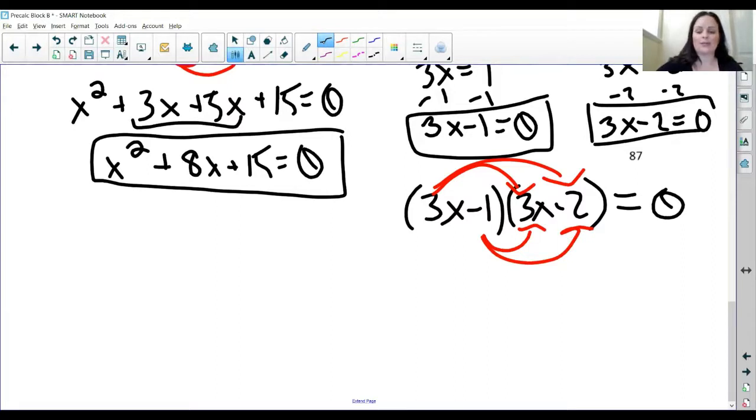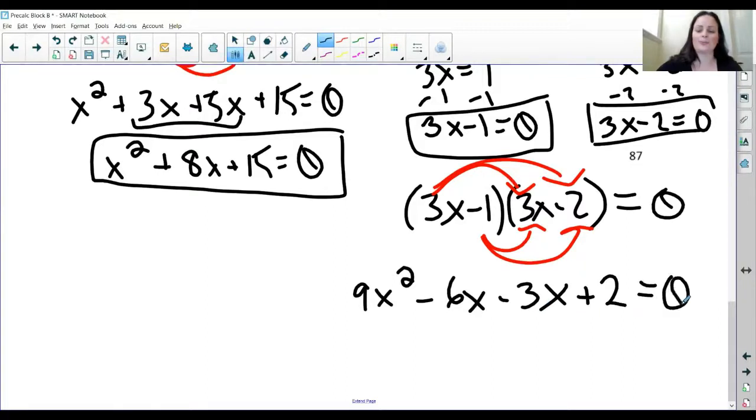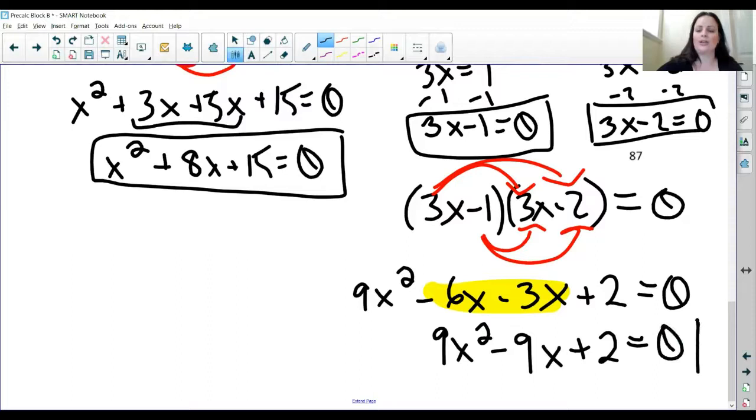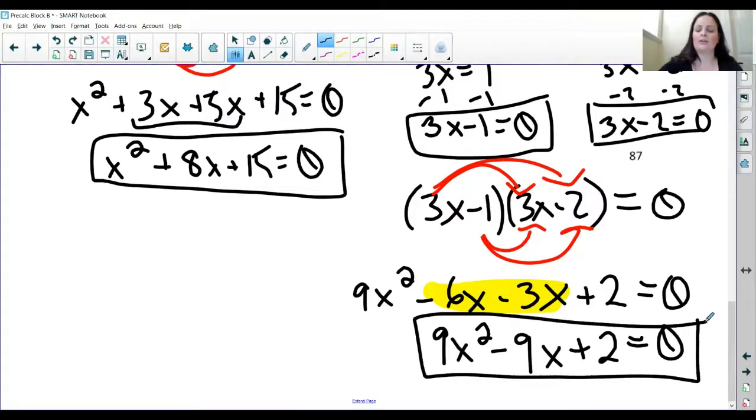So I'm going to do 3x times 3x, which is 9x squared. 3x times negative 2, which is negative 6x. Negative 1 times 3x, which is negative 3x. And negative 1 times negative 2, which is positive 2, and it's all equal to 0. Now I'm going to group the like terms in the middle. And this becomes 9x squared minus 9x plus 2 equals 0. And here's my expanded quadratic equation in general form with the solutions provided.